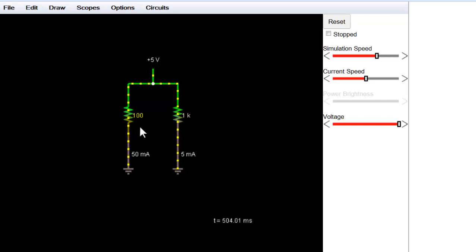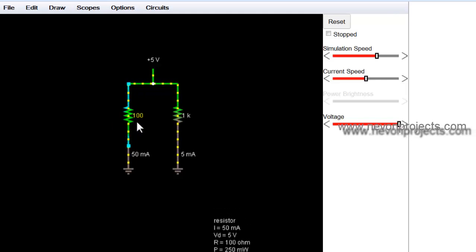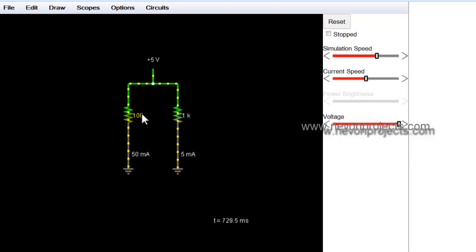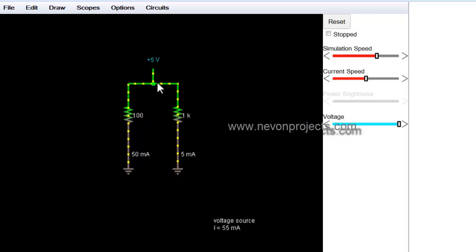Depending upon the resistor value and the potential across them, the current can be calculated using Ohm's law, that is V equals IR. As the other terminals are grounded and the one terminal is connected to 5 volt, the current through the resistors can be easily calculated with the Ohm's law equation. As we have 5 volt and a resistor of 100 ohm, the current can be calculated as 5 by 100, that is 50 milliampere, as shown over here.